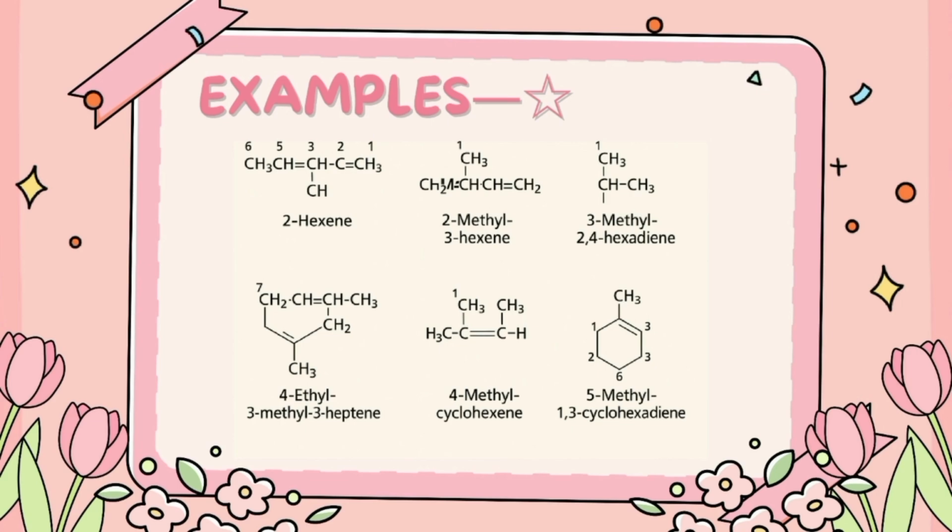For number 4 example, we have 4-ethyl-3-methyl-3-heptene. Have the 7 carbon chain, double bond at carbon 3, ethyl on carbon 4, methyl on carbon 3. Example 5, 4-methylcyclohexene. We have the 6 carbon ring, double bond between carbon 1 and carbon 2, methyl on carbon 4. And lastly, 5-methyl-1,3-cyclohexadiene. We have the 6 carbon ring with 2 double bonds at 1 and 3, methyl on carbon 5.